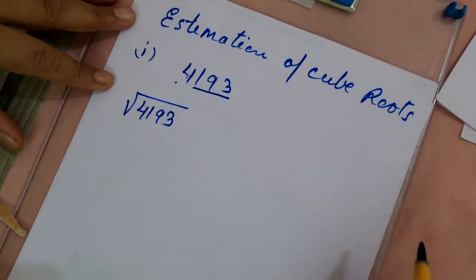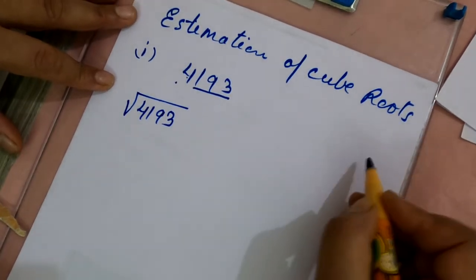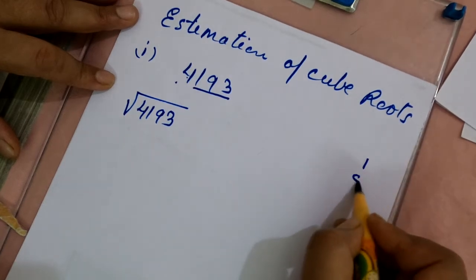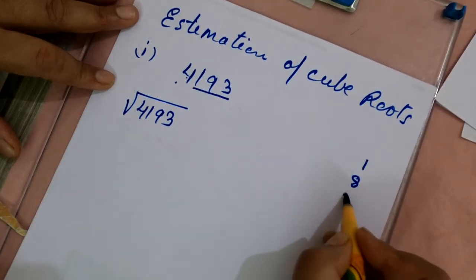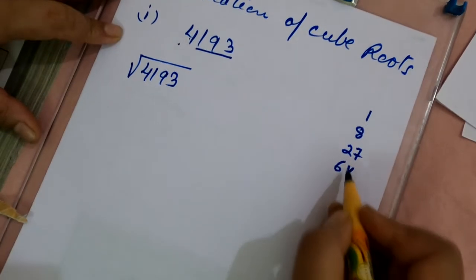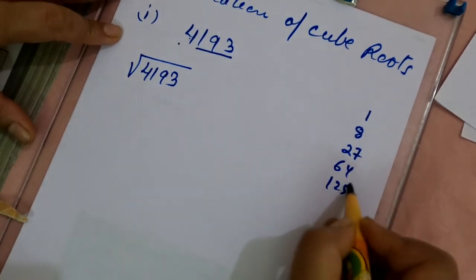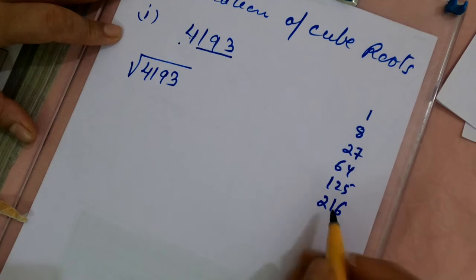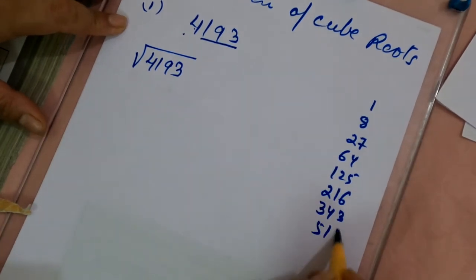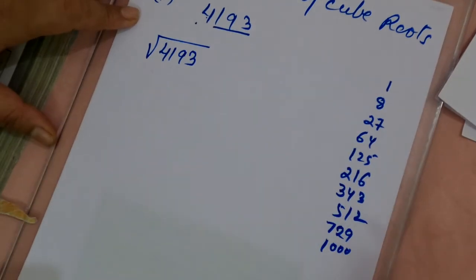I had given you a list of the cubes. The first cube number is 1, then the second cube number is 8, then the third cube number is 27, 4 cube is 64, 5 cube is 125, 6 cube is 216, 7 cube is 343, 8 cube is 512, 9 cube is 729, and then 1000. This much at least you must be knowing.